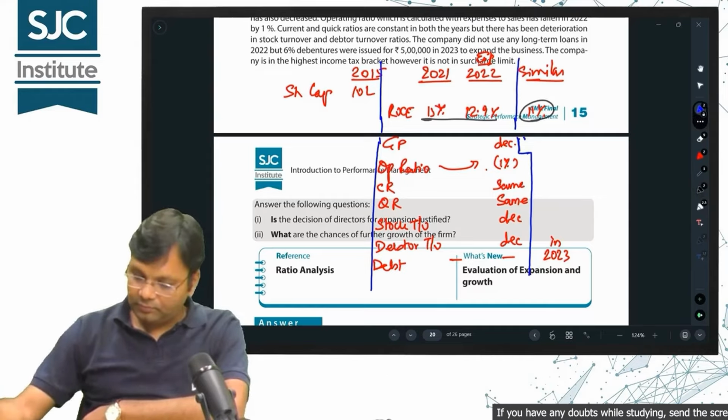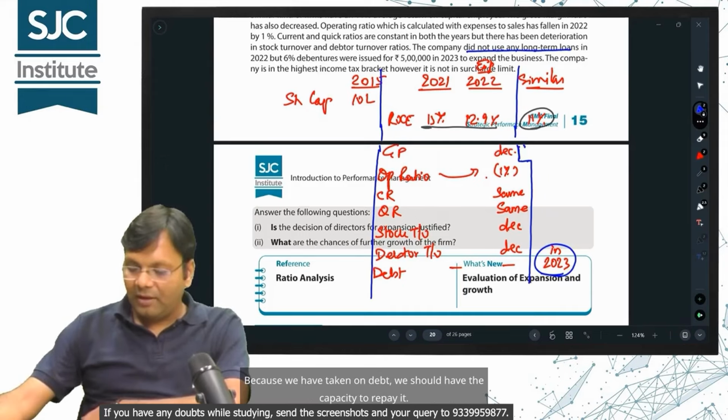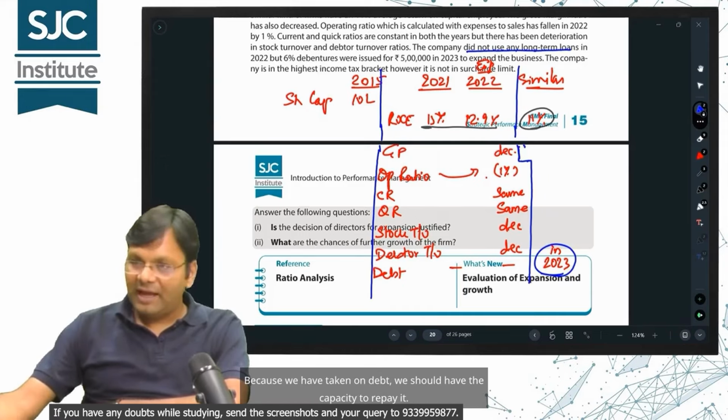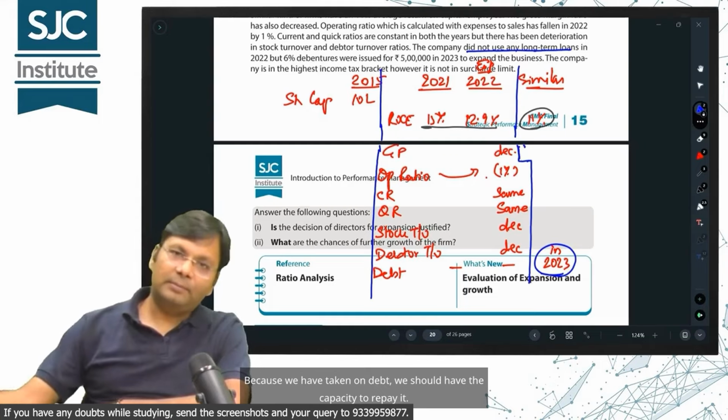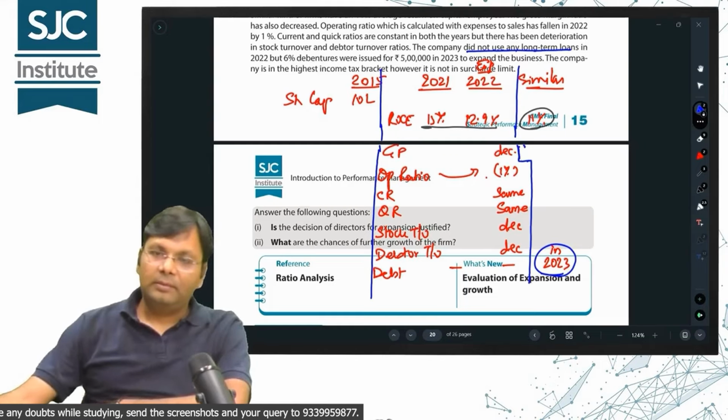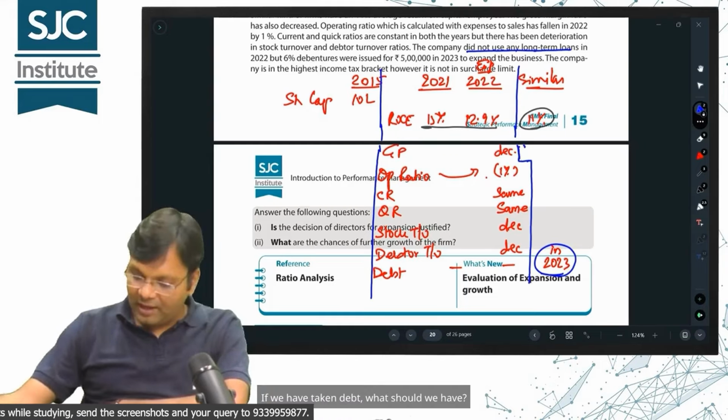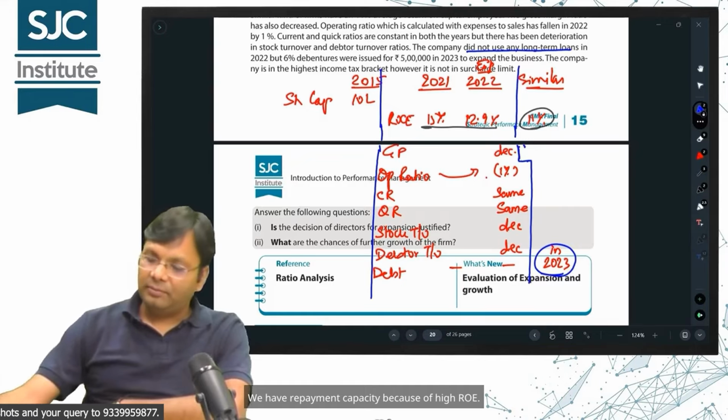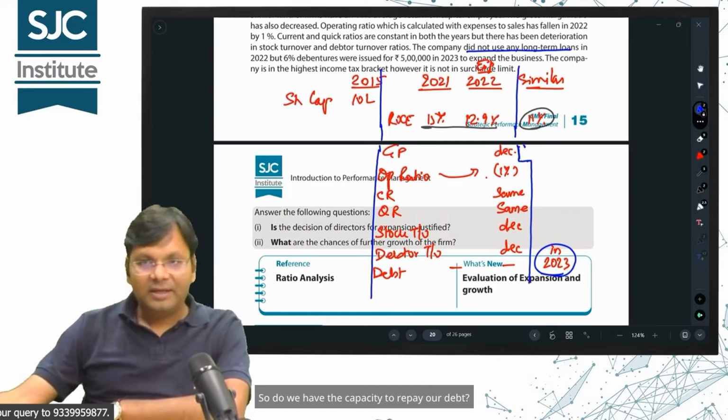Now, to do this expansion, we took on debt, and before this, we had never used debt. So, this is also not something to worry about. Because we have taken on debt, we should have the capacity to repay it. If we have taken debt, what should we have? We should have repayment capacity, right? We have repayment capacity because of high ROE. So do we have the capacity to repay our debt?